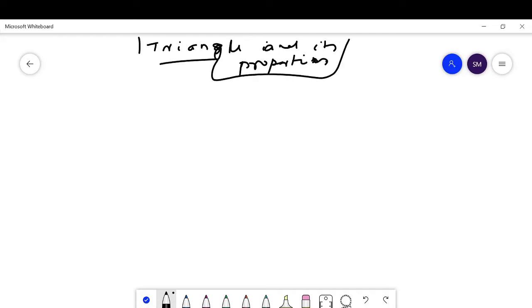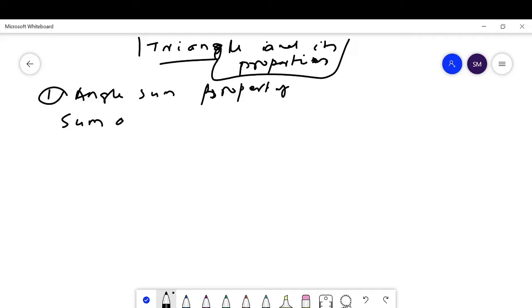First, the angle sum property. The angle sum property says the sum of three angles in a triangle is equal to 180 degrees. Here the angle sum property says the sum of three angles in a triangle is equal to 180 degrees.